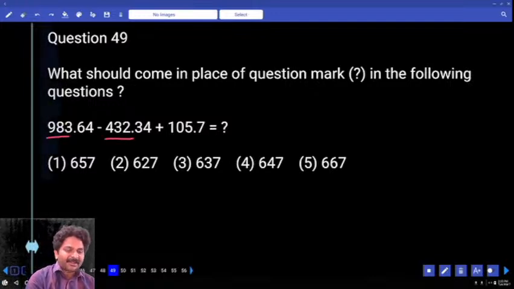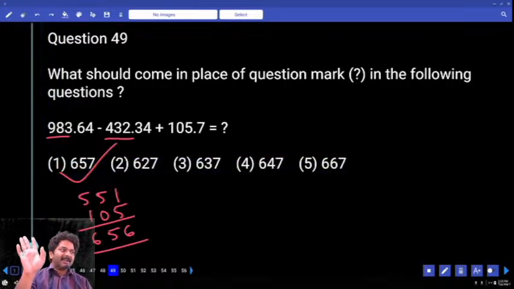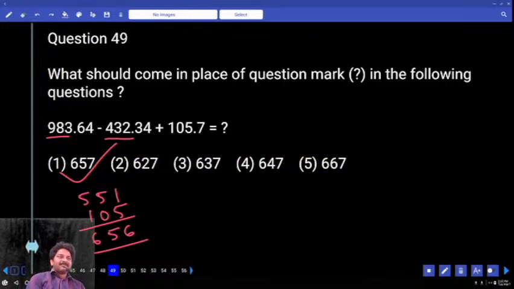432 subtracted from this number: 5, 5, 1. To this add 105: 6, 5, 6. The answer should be very close to this, but ends with 7. First option final.